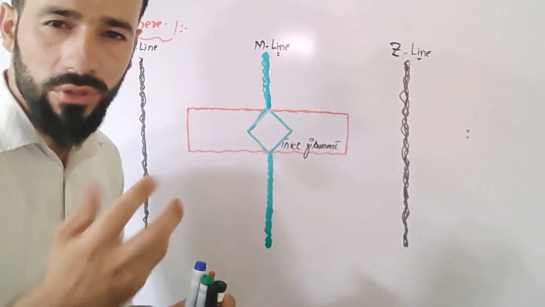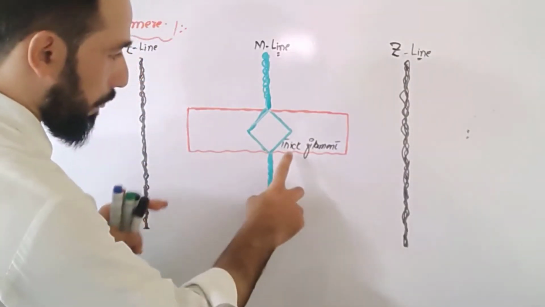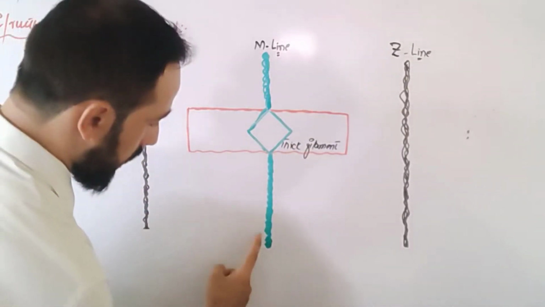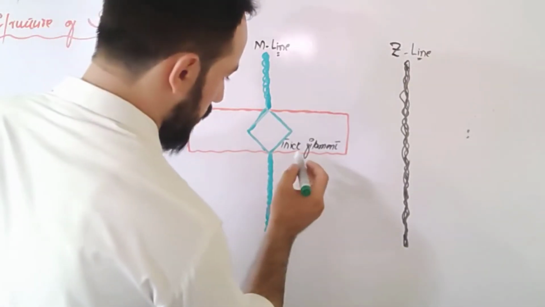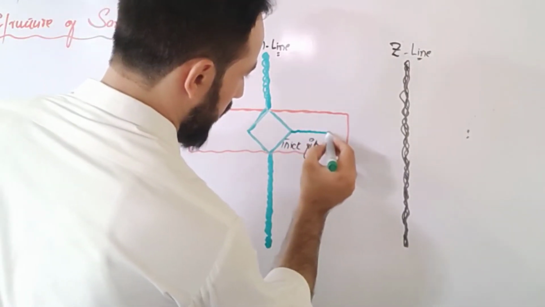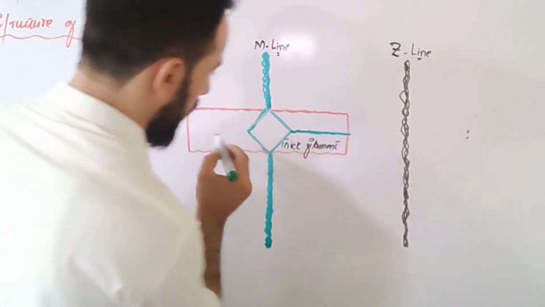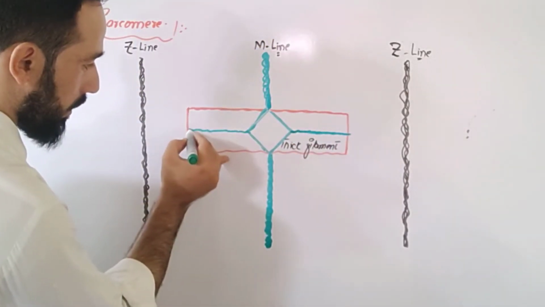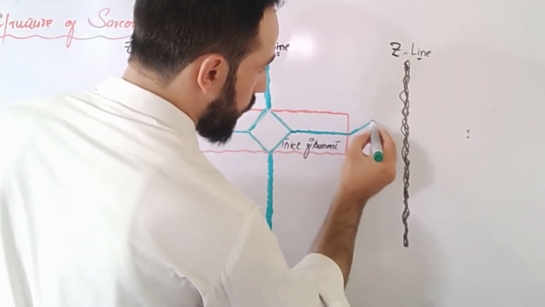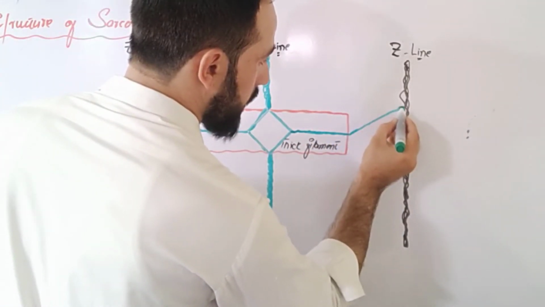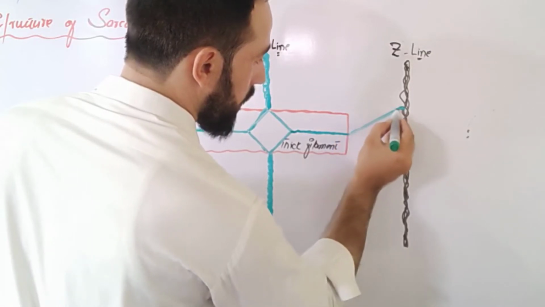Thick filament, the thick proteinaceous filament, which is called the thick filament, right? And this is called the M line, and the M line will give off branches which will go in this manner, right? And also here, right? And then from here they will give off branches which will connect to this thick filament, right?